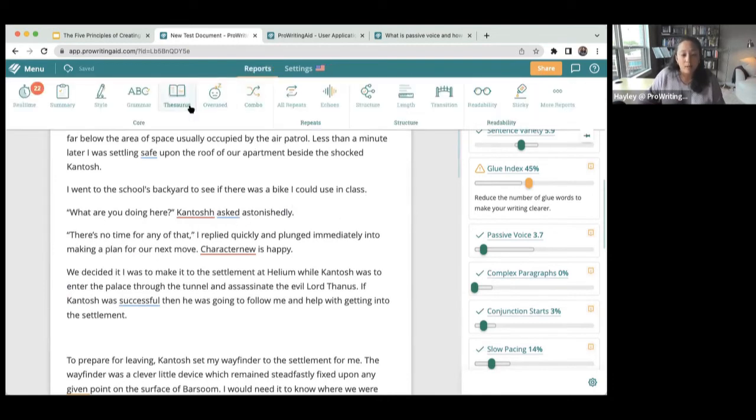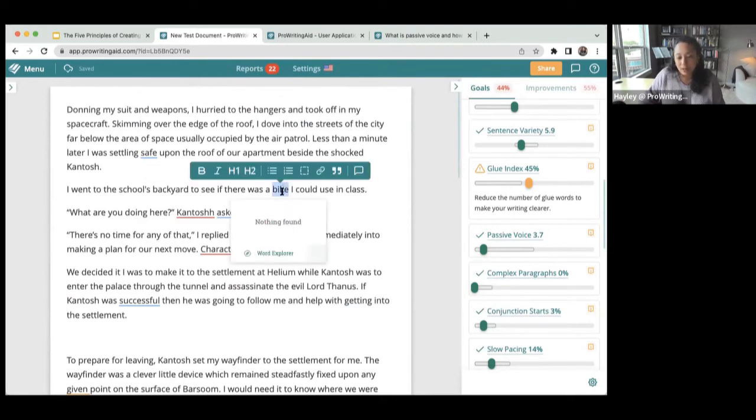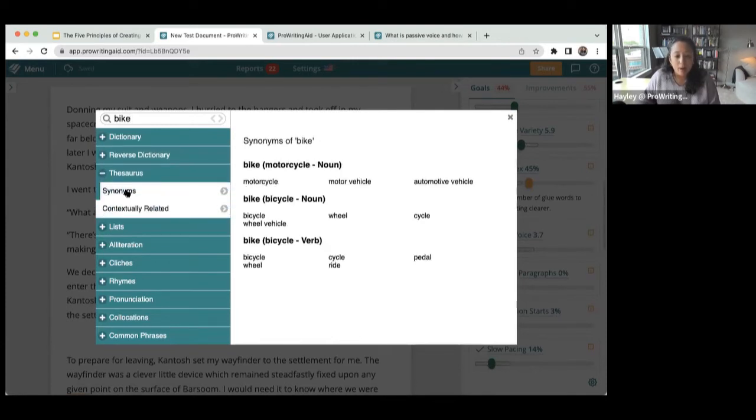Now, ProWritingAid also has a thesaurus, but one of my favorite features is the word explorer. So this is kind of like a secret one. If you highlight any word, so I am just double clicking on bike here, I can click word explorer, and this is going to pull up a bunch of different options. First it's going to pull up a definition for it. It will then also pull up a thesaurus.